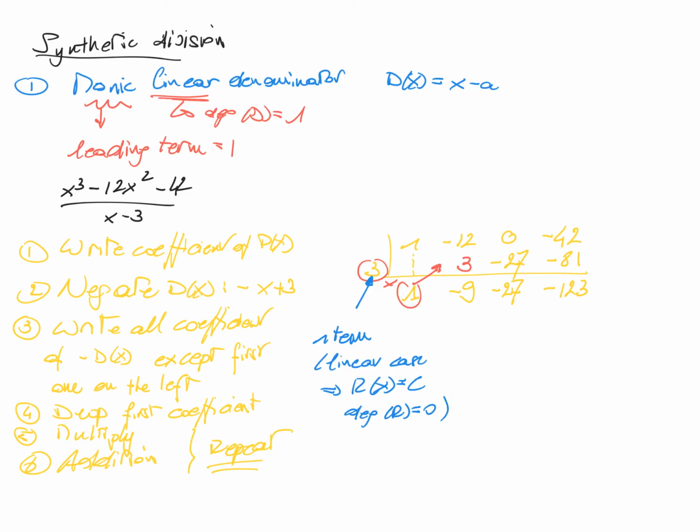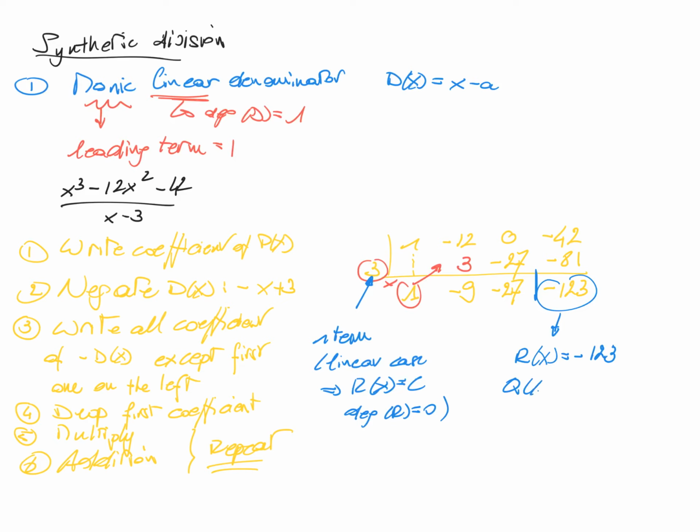Because the degree of my remainder has to be lower than the degree of my divisor, which was a linear term x minus a, so in this case x minus 3. The degree of d is 1, so the degree of r is 0. We write here a line. We just count the number of terms from the right side, which corresponds to the degree of r. So the degree of r is 0. We only have a constant term. We have here only one term in the remainder. So my remainder will be this one. R of x is constantly equal to minus 123.